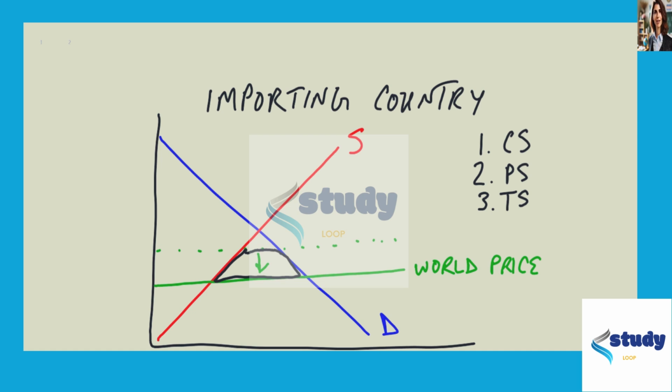So what's happened to consumer surplus? Well, that's gone up. Producer surplus has gone down, but total surplus has increased. In other words, consumer surplus increased more than producer surplus decreased. All right. Now, what about an exporting country?